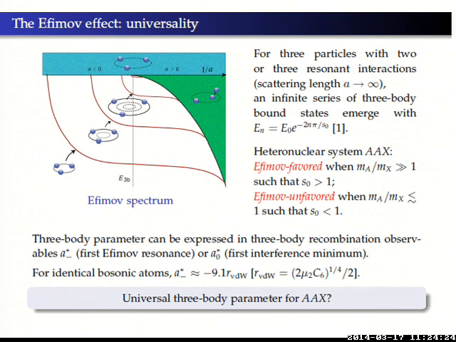So first of all, it's only really Efimov favored and plausible to do an experiment if the two like atoms are heavy. You want them to be heavy. If the two like atoms are light, it's almost going to be impossible to see an Efimov effect.